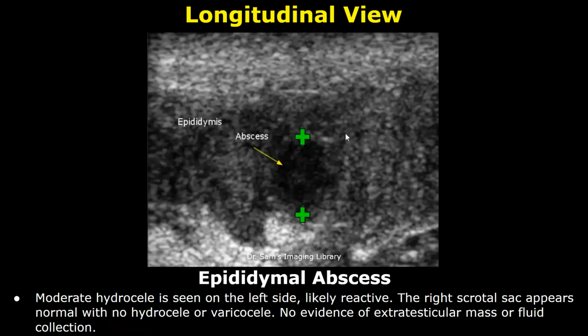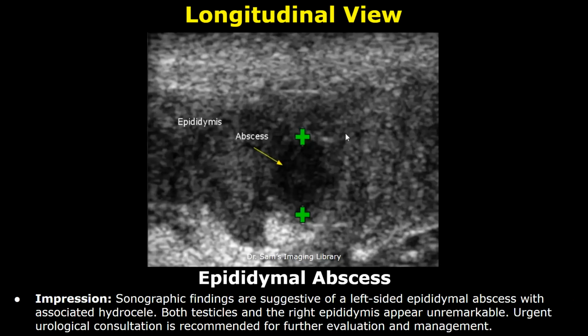Moderate hydrocele is seen on the left side, likely reactive. The right scrotal sac appears normal with no hydrocele or varicocele. No evidence of extratesticular mass or fluid collection. The left-sided epididymal abscess with associated hydrocele is mentioned in the impression, and urgent urological consultation is advised.